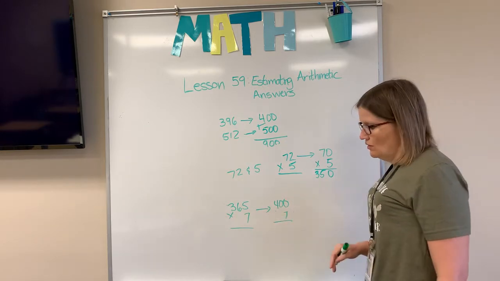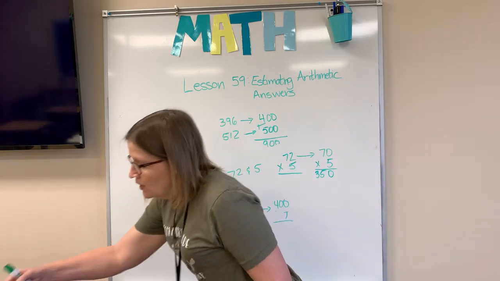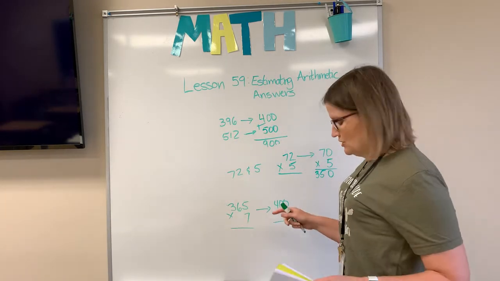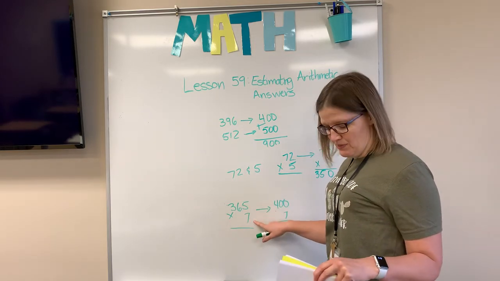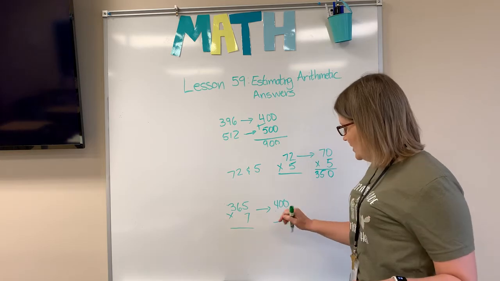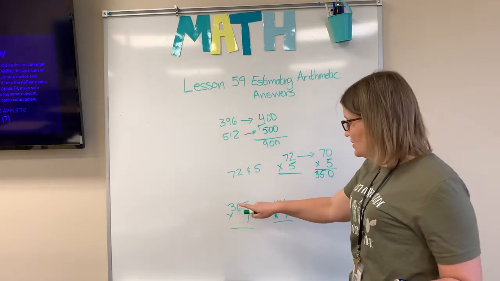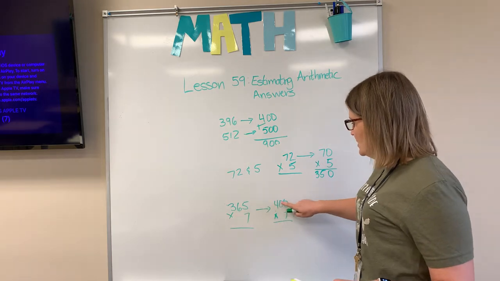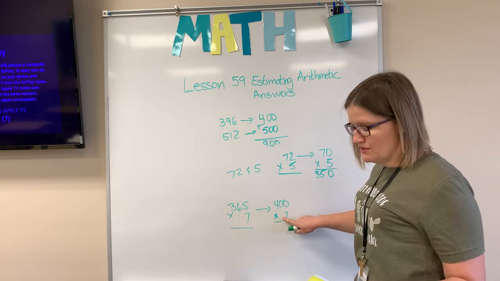Our final problem is Tawanda multiplied, she wanted to do an estimate of 365 times 7. And so she did an estimate of this, and she was doing a great job. She took 365, rounded it up to 400, and then multiplied by 7.